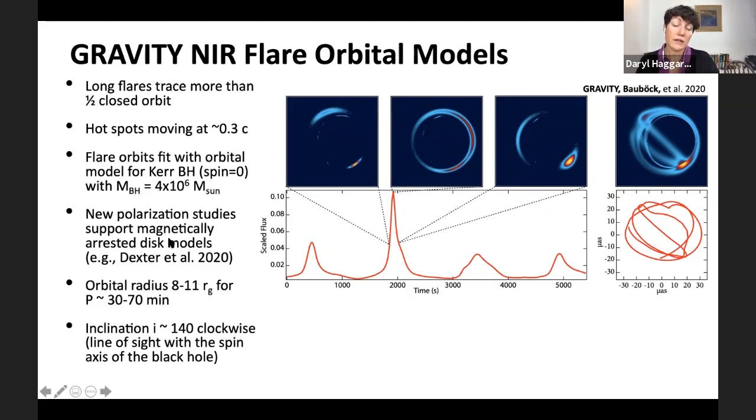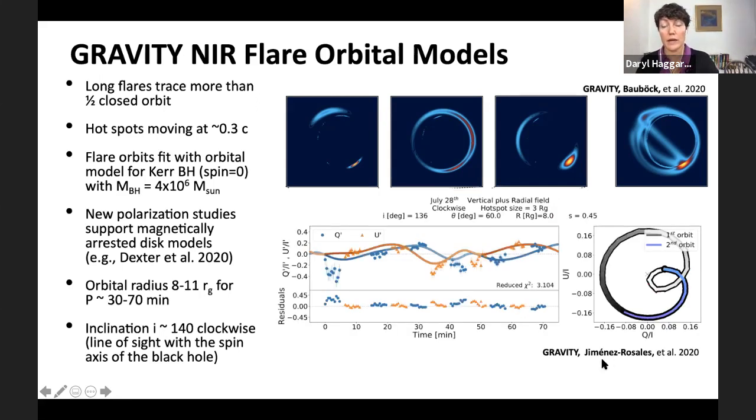So Jason Dexter's recent work really seems to support a magnetically arrested disk model. There's a lot still to learn from the polarization results. These seem to be consistent with an orbital radius. This is found here in the work that I'm highlighting, as well as this other beautiful work done by Alejandra Jimenez Rosales, who's also working in the GRAVITY collaboration.